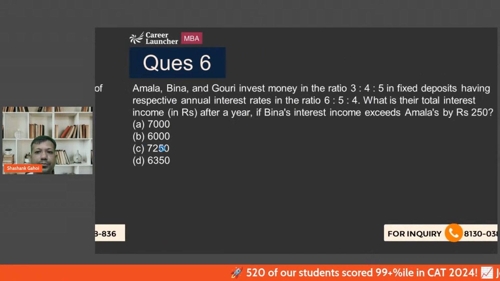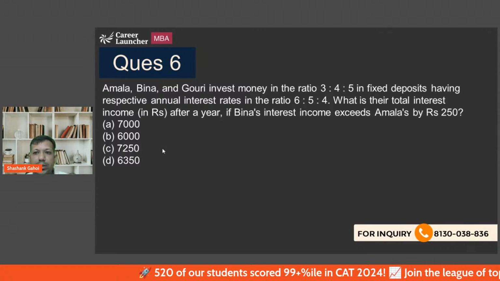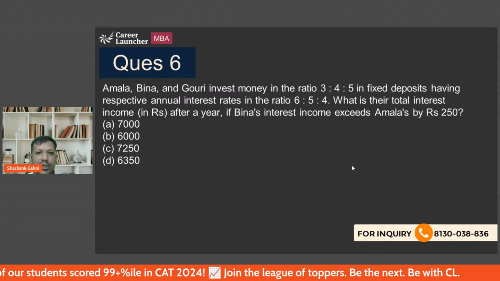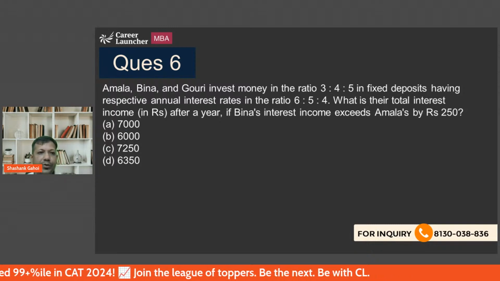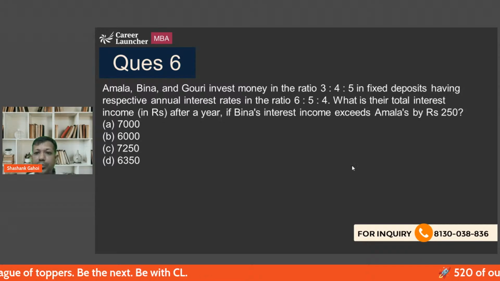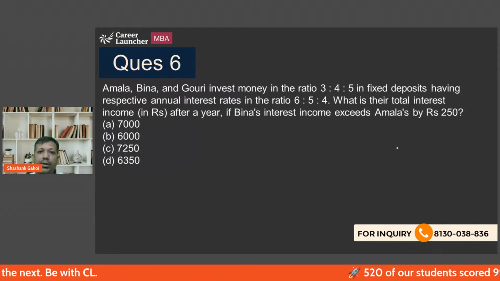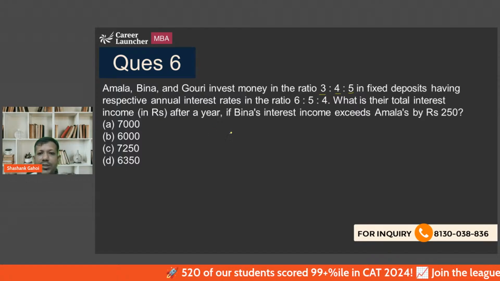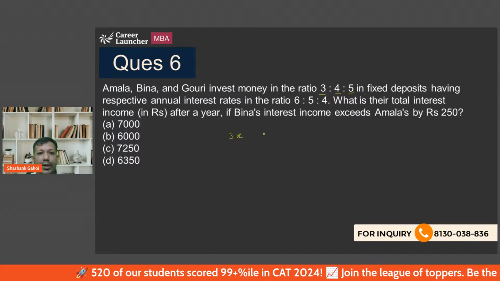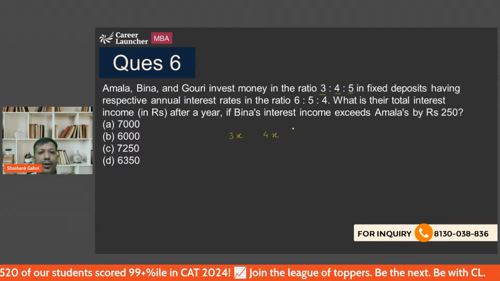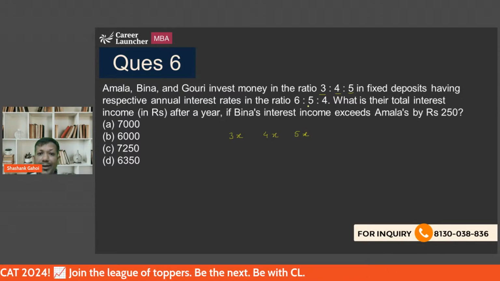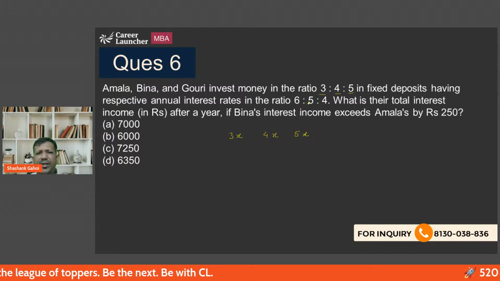Now let's move on to the next question. What does it say? Okay, so it says Amla, Beena, and Gauri are investing money in the ratio of 3:4:5. So Amla is investing 3x, Beena is investing 4x, and Gauri is investing 5x. Okay, the interest is 6%, 5%, 4%.